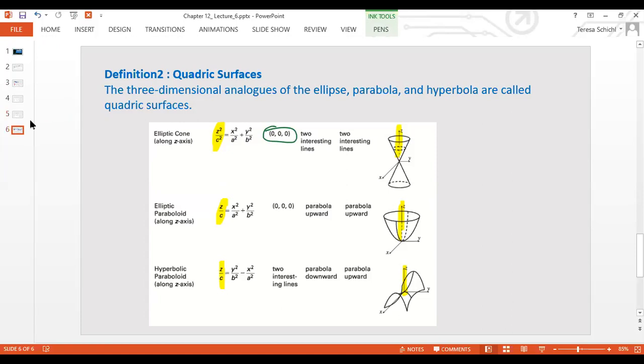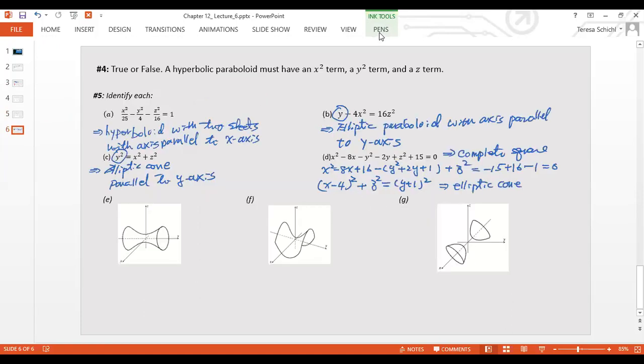Now, because I do have x minus 4, z, and y plus 1, if this is an elliptic cone, let me go right in here. So the center is at 4, negative 1, and 0, right? And because y is by itself, that means this is parallel to the y-axis here, okay?